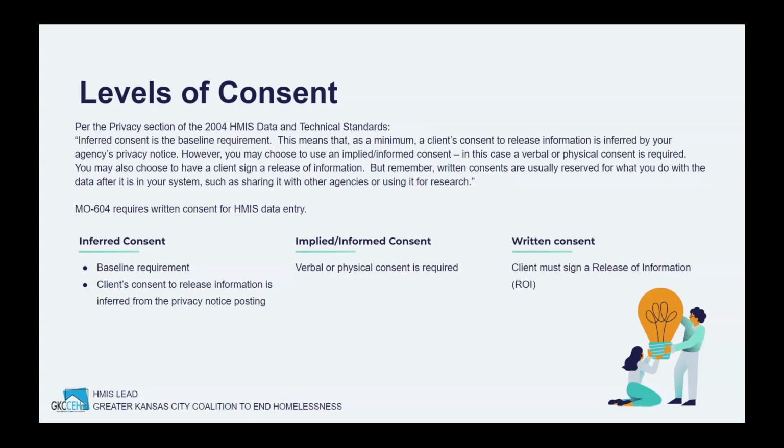But remember, written consents are usually reserved for what you do with the data after it is in your system, such as sharing it with other agencies or using it for research. MO 604 requires a written consent for HMIS data entry due to its sharing.